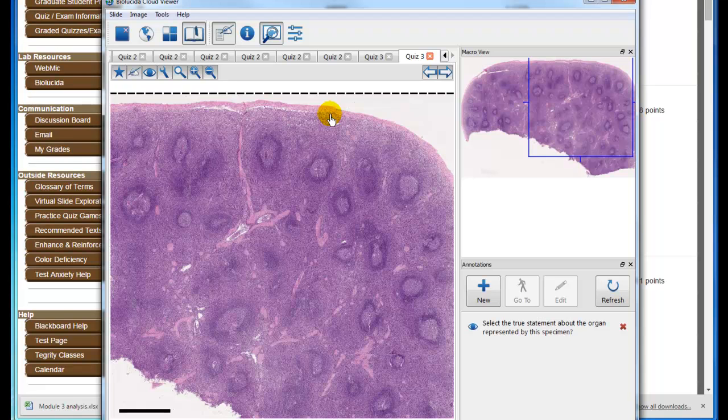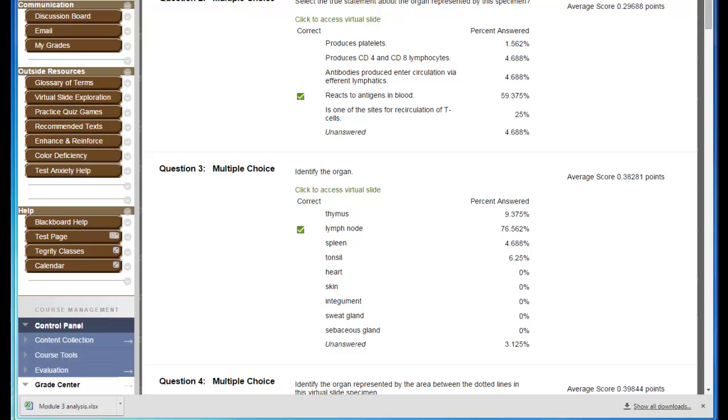And so part of its function is to react to antigens in blood. Remember, the lymph node reacts to antigens in lymph. So the correct answer is reacts to antigens in blood. It doesn't produce CD4 and CD8 lymphocytes. What organ produces that? Thymus.